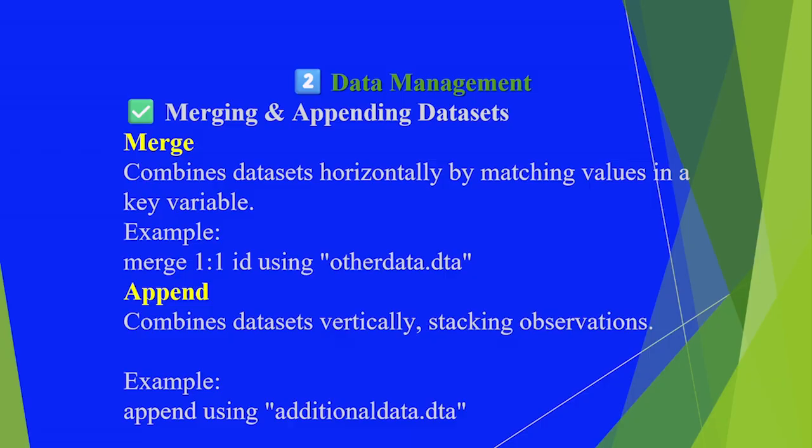And finally, we are looking at merging and appending datasets. We use merge, and this will combine datasets horizontally by matching values in a key variable. We use merge one ID using other data.dta, for example. And remember, sometimes theoretically it might look ugly when we try to explain, but we are going to do this together in the practical part, so don't worry.